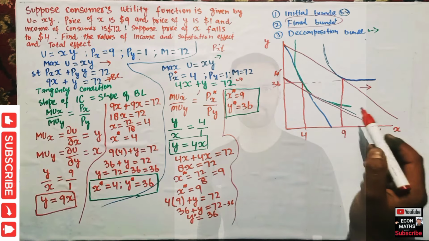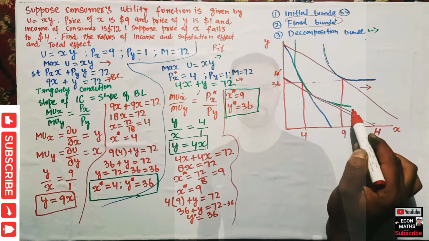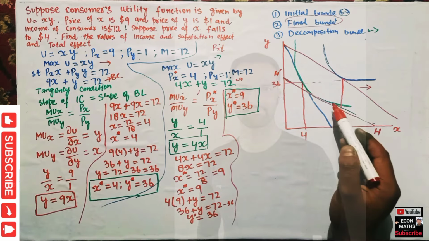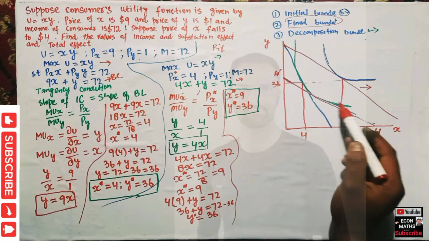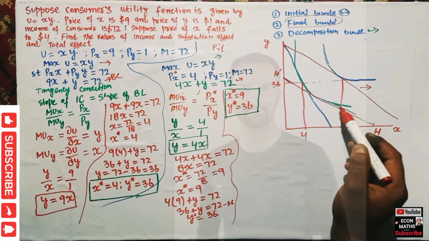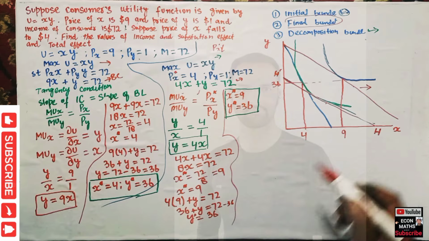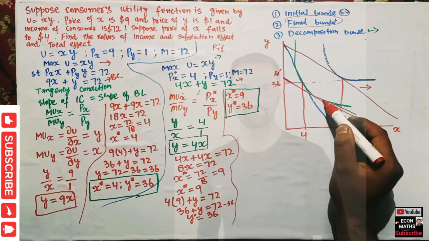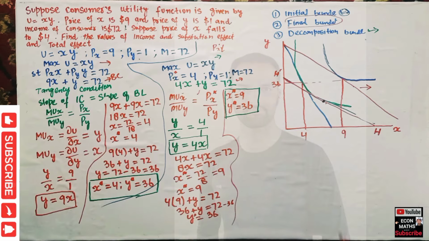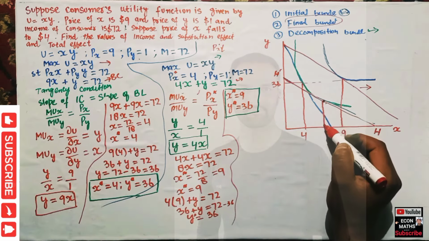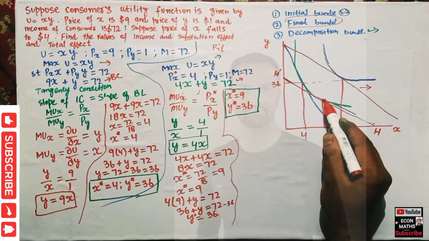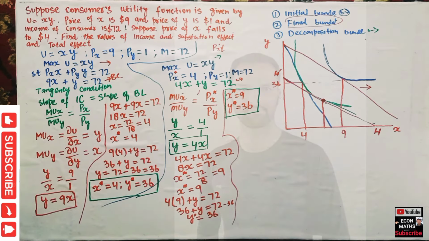Our decomposition bundle will lie on the same indifference curve, and it will be tangent to that indifference curve, but its slope will be the same as that of the new budget line. Let us say this is the point where they are tangent to each other. We have to find out this very point. Now how do we find this point? For that, we need to find the utility of the original indifference curve.